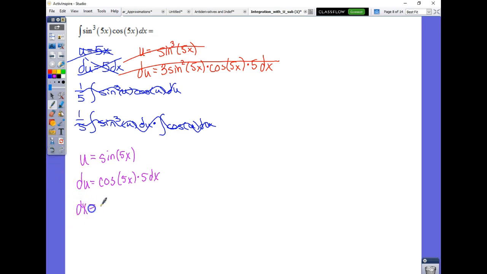dx would equal what? du over 5 cosine. What do you think? I have this 5, so that would give me, cosine of 5x would cancel out.